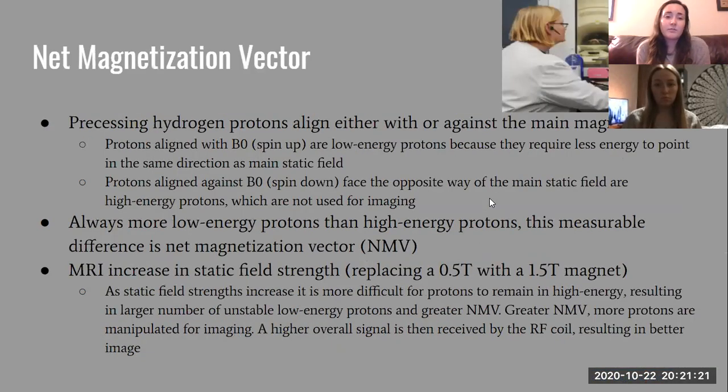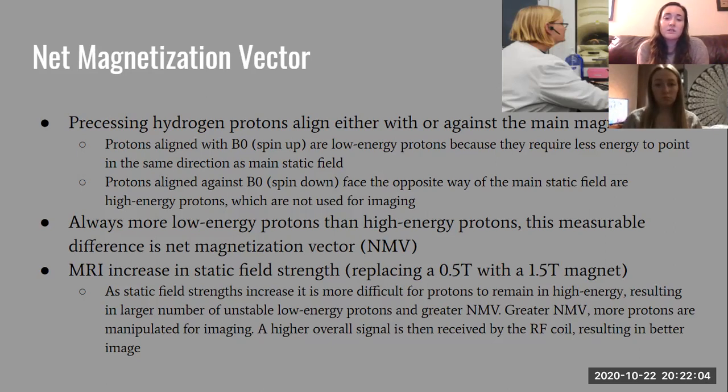Net magnetization vector. Precessing hydrogen protons align either with or against the main magnetic field. Protons aligned with B0, or spin up, are low energy protons because they require less energy to point in the same direction as the main static field. Protons aligned against B0, or spin down, face the opposite way of the main static field, are high energy protons, which are not used for imaging. There are always more low energy protons than high energy protons.